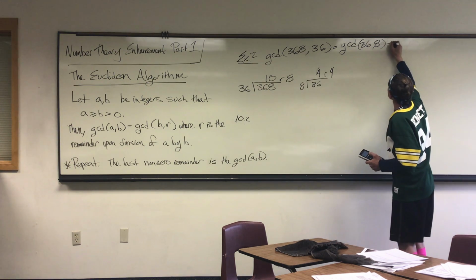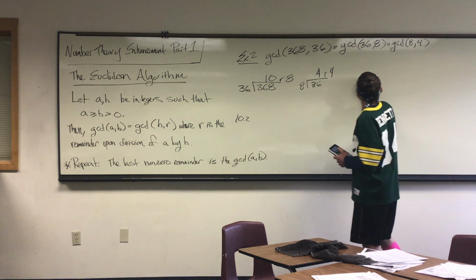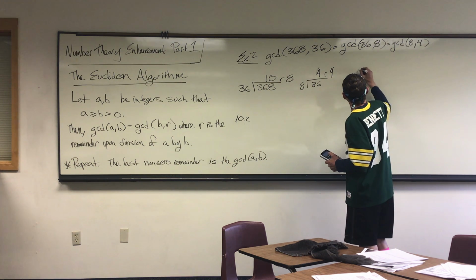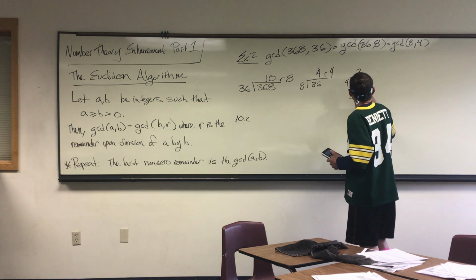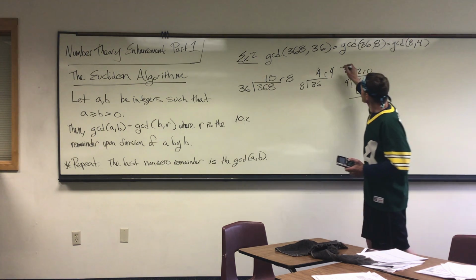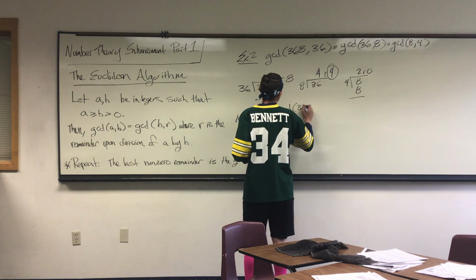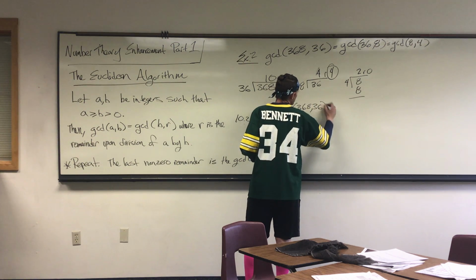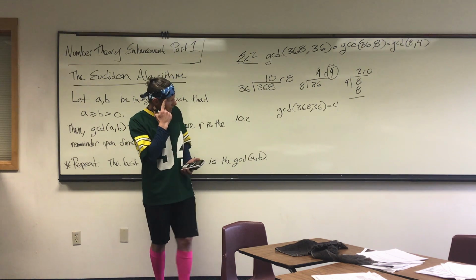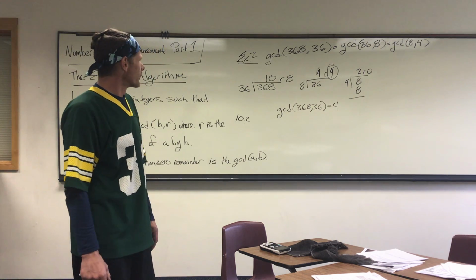So I can say that the greatest common divisor is also equal to that of 8 and 4. I take 8, I divide it by 4, and it goes in twice, and I have no remainder. So the greatest common divisor of both of these numbers is 4. That is, the greatest common divisor of 368 and 36 is equal to 4. Okay? So that's how we use the Euclidean algorithm to find the greatest common divisor of a number.